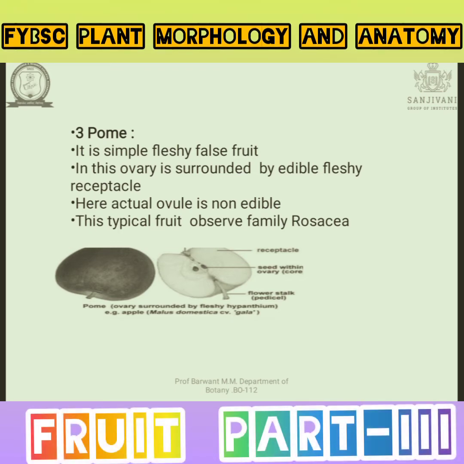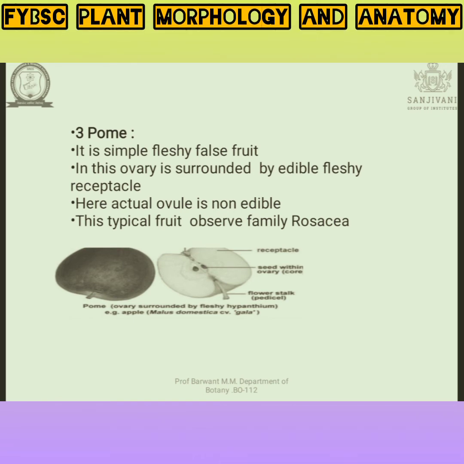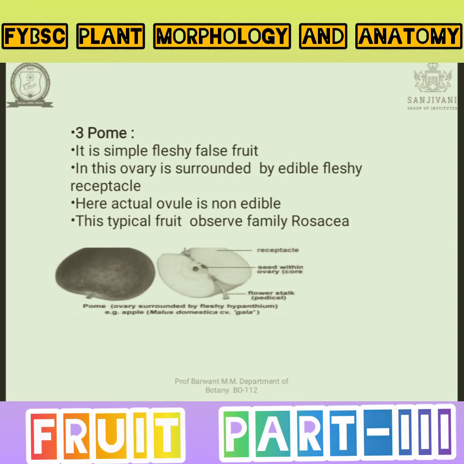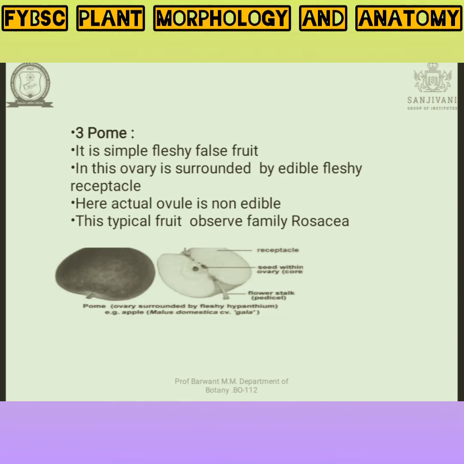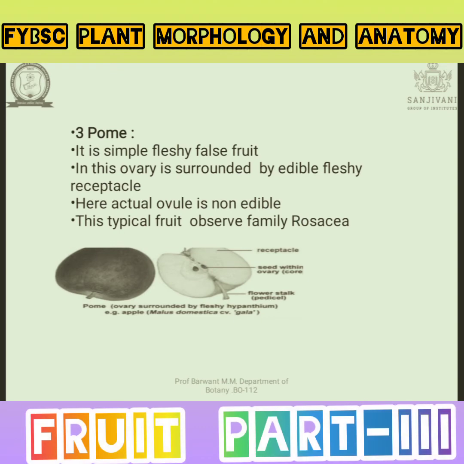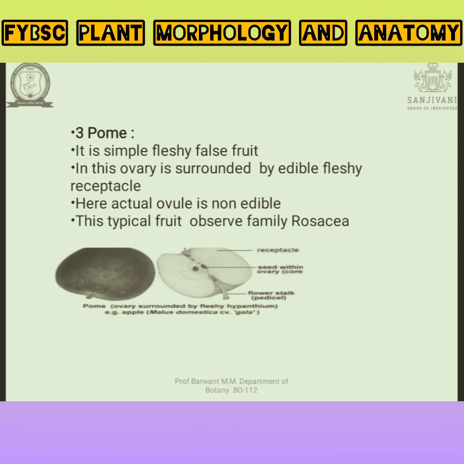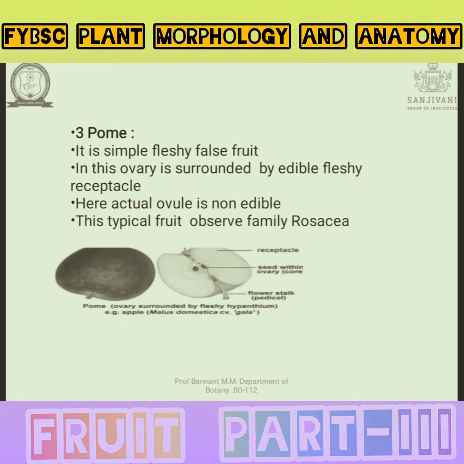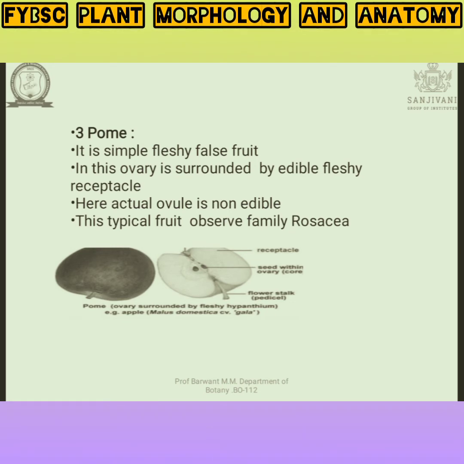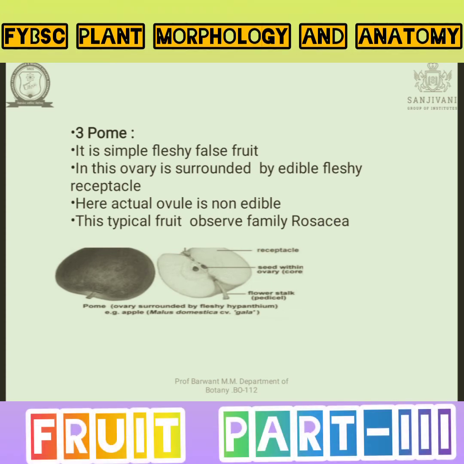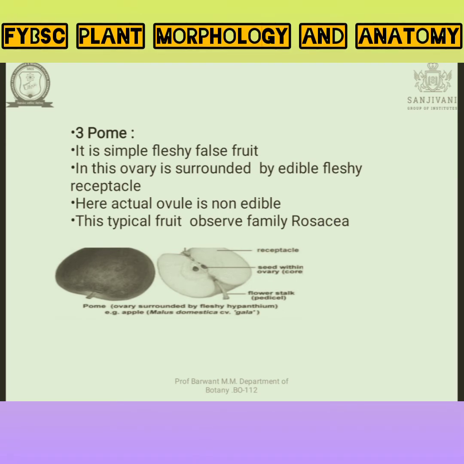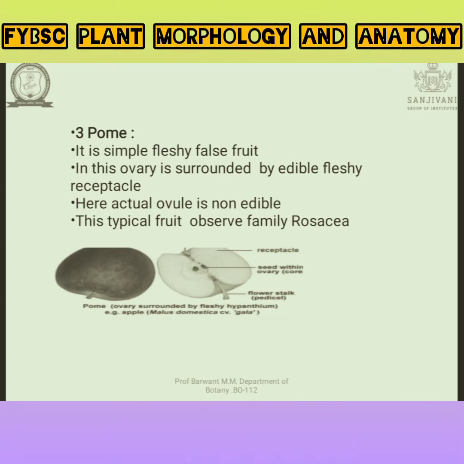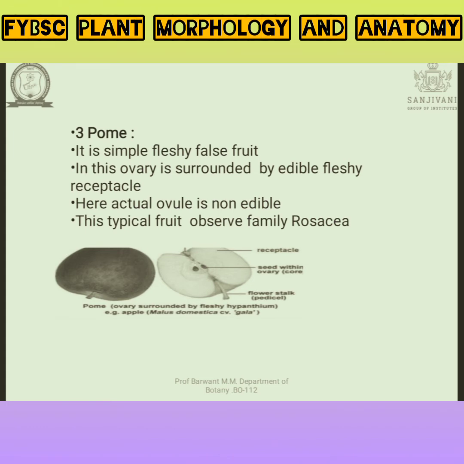In apple, we can see the faint brown colored structure, which is the fleshy receptacle, having the character of edible consumption quality. But the seed, that means the ovule, is non-edible, that cannot be consumed. Such type of fruit is observed in the family Rosaceae, that means in the rose family, that is known as a pome fruit.